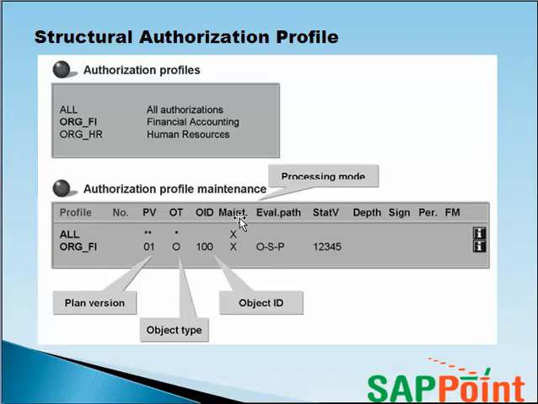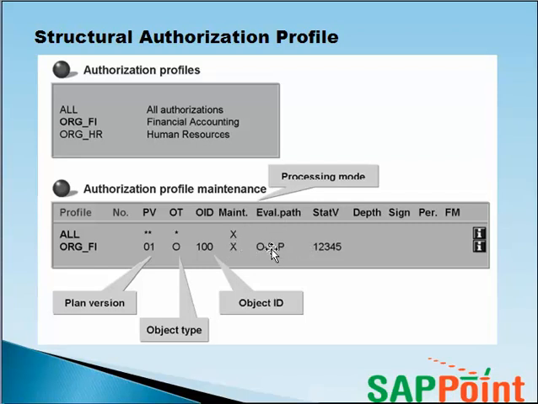Now you can use the processing mode, that is the maintenance field, to control whether a read authorization or write authorizations for the relevant set of objects which will be captured by this evaluation path should be assigned. Now this field corresponds to the maintenance field in the table T77FC. So all the function codes that have a check mark in this field can be processed.